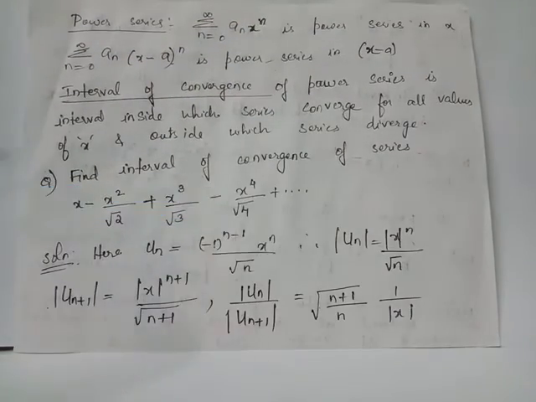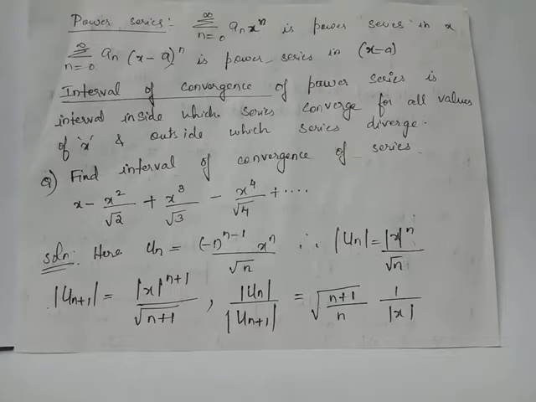Here the general term will be u n equals (minus 1) the whole raised to n minus 1 multiplied by x raised to n upon root of n, and a n equals (minus 1) the whole raised to n minus 1 upon root n. Recall that the interval of convergence of a power series is the interval inside which the given power series will converge for all set of values of x and outside which the power series will diverge. In order to find out the interval of convergence, we will depend on the ratio test.